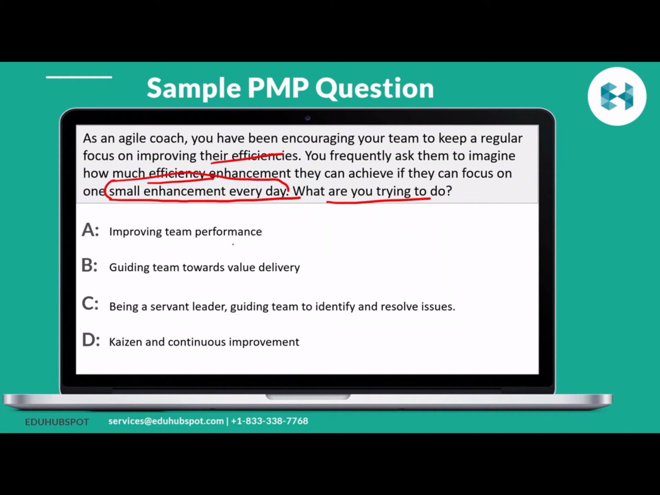Let's see. A, is it improving the team performance? I would say if you are doing small enhancements every day, it may improve the team performance. It may help. B, guiding the team towards value delivery. I would say, if you are doing one small increment per day, it may ultimately guide the team towards value delivery as well. C, being a servant leader, guide them to identify and resolve issues. Okay, we just learned the topic about servant leadership and we have a question over here. Let's see. D, continuous Kaizen and continuous improvement.